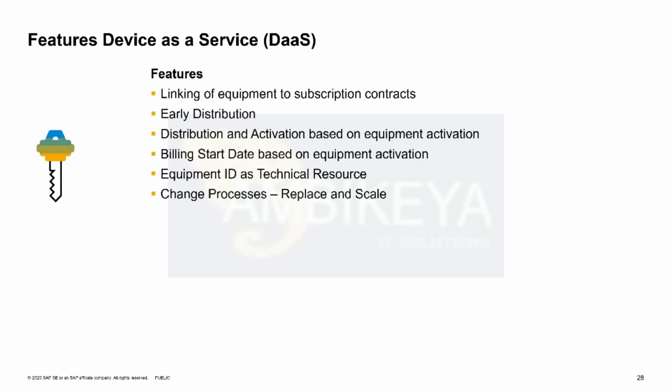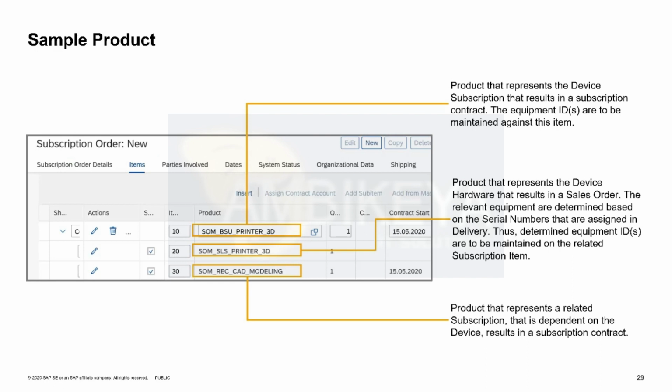Good, then let's have a look at such a sample product. So here we have a printer sample. We want to sell our printer as a device as a service scenario. So the higher level product is the subscription for this service. The lower level product, the SOM SLS, is really the hardware. So this is our printer, which is a sub item to the subscription contract. And for example, we can also add another subscription, but I will now focus on the first two ones because they are the important ones here.